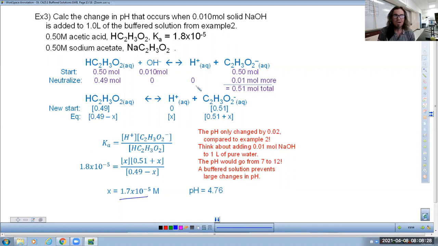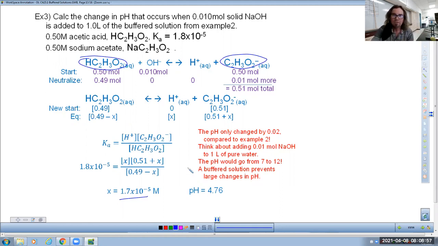Why? Because the buffered solution has two things in it that are ready to react with whatever you add, acid or base, and not let the pH change by very much. So basically they're blocking the hydroxides or the hydrogen ions. One of them is going to do that.